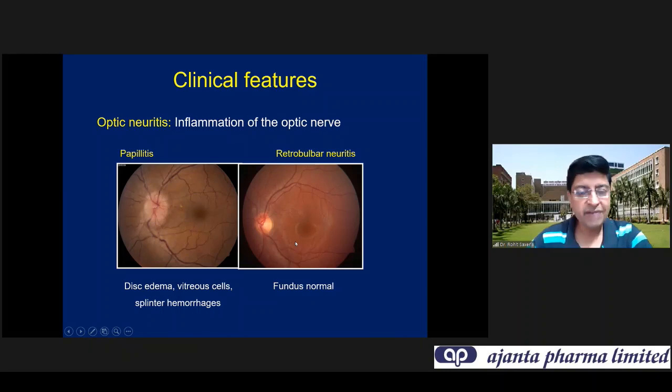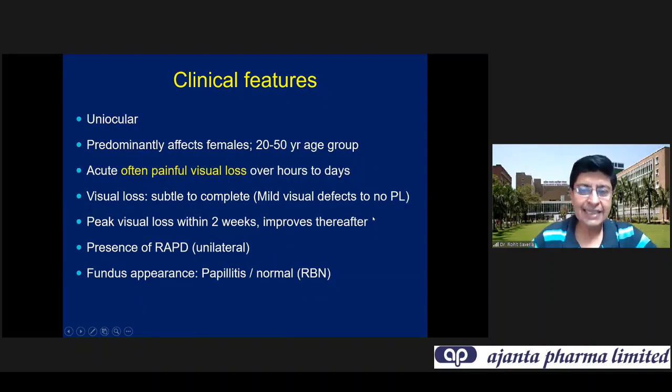On the other hand, you could have an absolutely normal fundus with all the clinical features of optic neuritis, and it would be termed as a retrobulbar neuritis. So the classical features or the classical teaching of optic neuritis would be that it is uniocular. It more often than not affects females, usually in the 20 to 45-year age group. Often painful visual loss, not very severe pain, mild, moderate pain, and the visual loss is over hours to days. So it's not a sudden loss of vision.